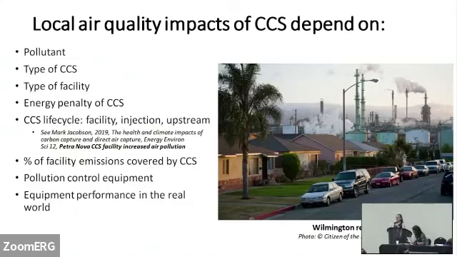The percent of the facility emissions covered by CCS is critical. A refinery has numerous pollution sources and only some stacks may be covered. Pollution control equipment differs among facilities, and we know that equipment doesn't perform in an idealized way in the real world, right? There are chronic malfunctions, venting and flaring, and facility shutdowns that can increase air pollution.